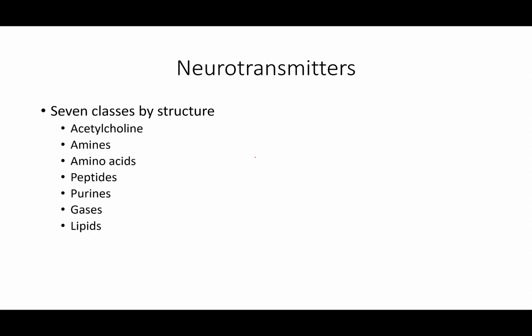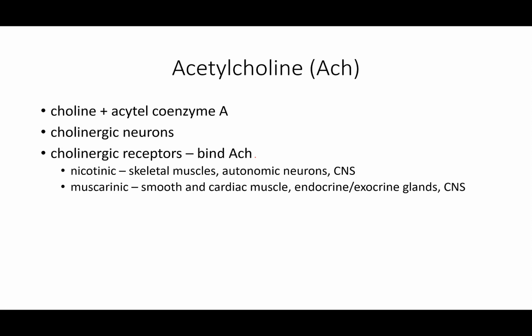Neurotransmitters can be divided into 7 classes, and these 7 classes are dictated by their structure. I expect you to know these 7 classes. So you need to know that we have acetylcholine, amines, amino acids, peptides, purines, gases, and lipids. Let's talk about them each briefly. Some of these are going to be much more important than others, that we'll talk about for the rest of the semester. First of those really important ones is going to be acetylcholine.